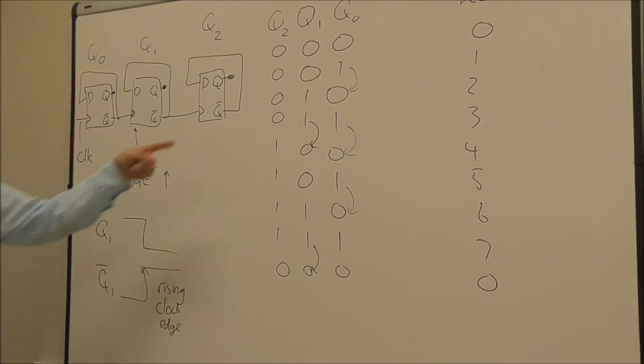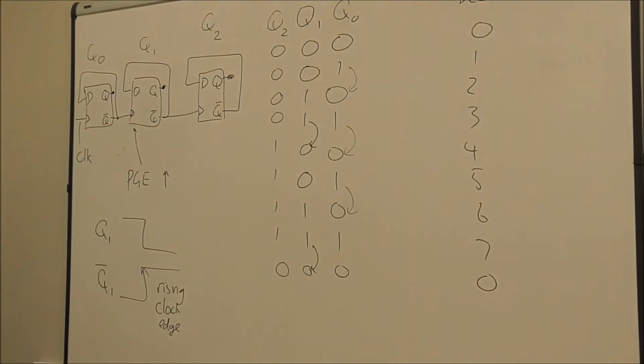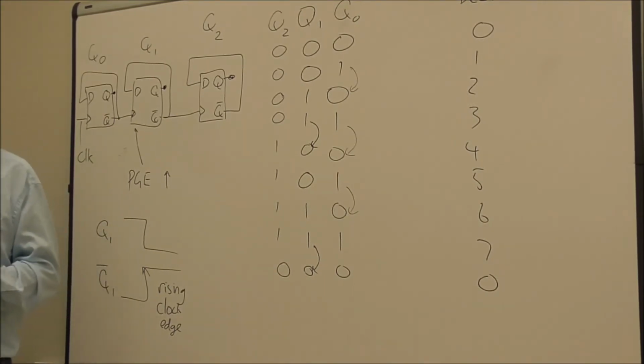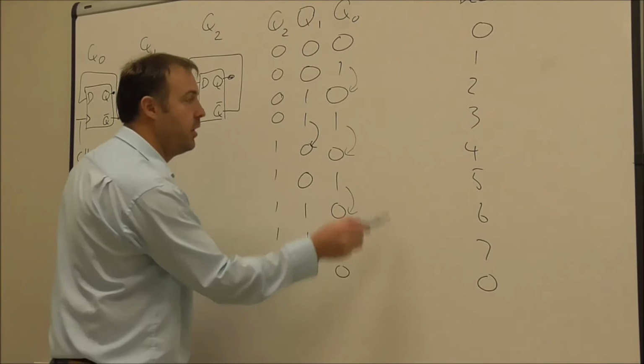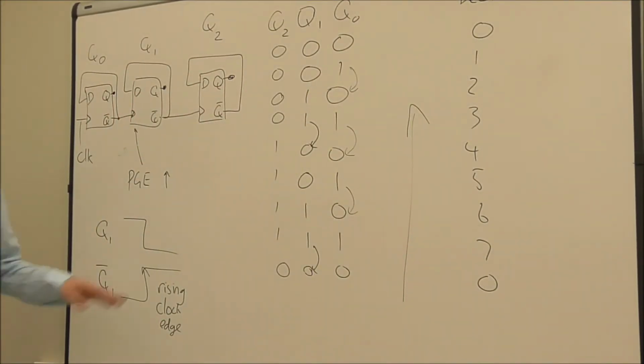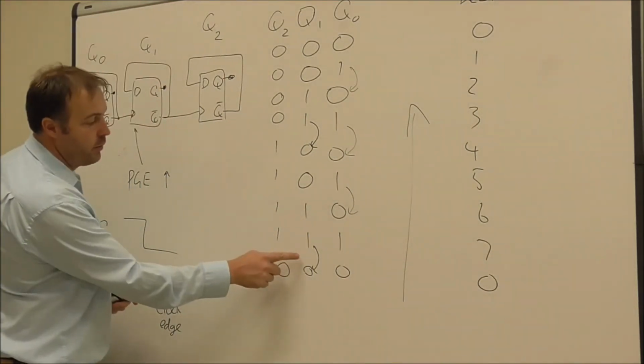To make this count up, which is what we want it to do, we need to have Q bar connected to the clock pin. So Q bar of the previous flip-flop connected to the clock pin. And that will see a rising edge at the appropriate time and make it change. Now, what if we want to make it a down counter? So a down counter would be as if we're going not this way, but this way. Okay? So let's have a think about what happens. We want it to change.